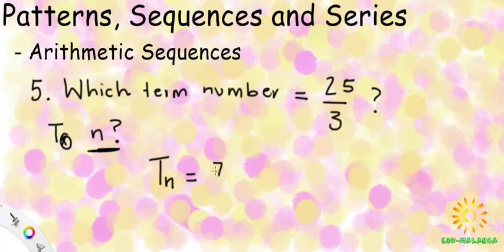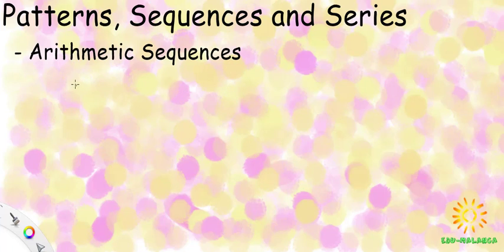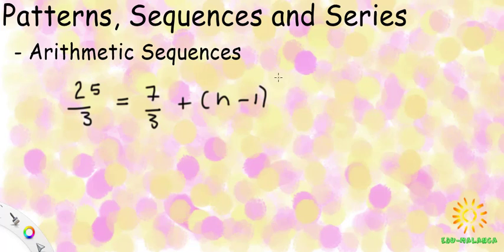Tn is equal to 7 over 3 plus n minus 1 times 1 over 2. Don't get tired of rewriting the general term, guys. It's the key to solving all questions associated with a particular type of sequence. In this question, we have the final answer. We're now looking for n, so the general term will be rewritten and it'll now look like this. 25 over 3 is equal to 7 over 3 plus n minus 1 times 1 over 2.